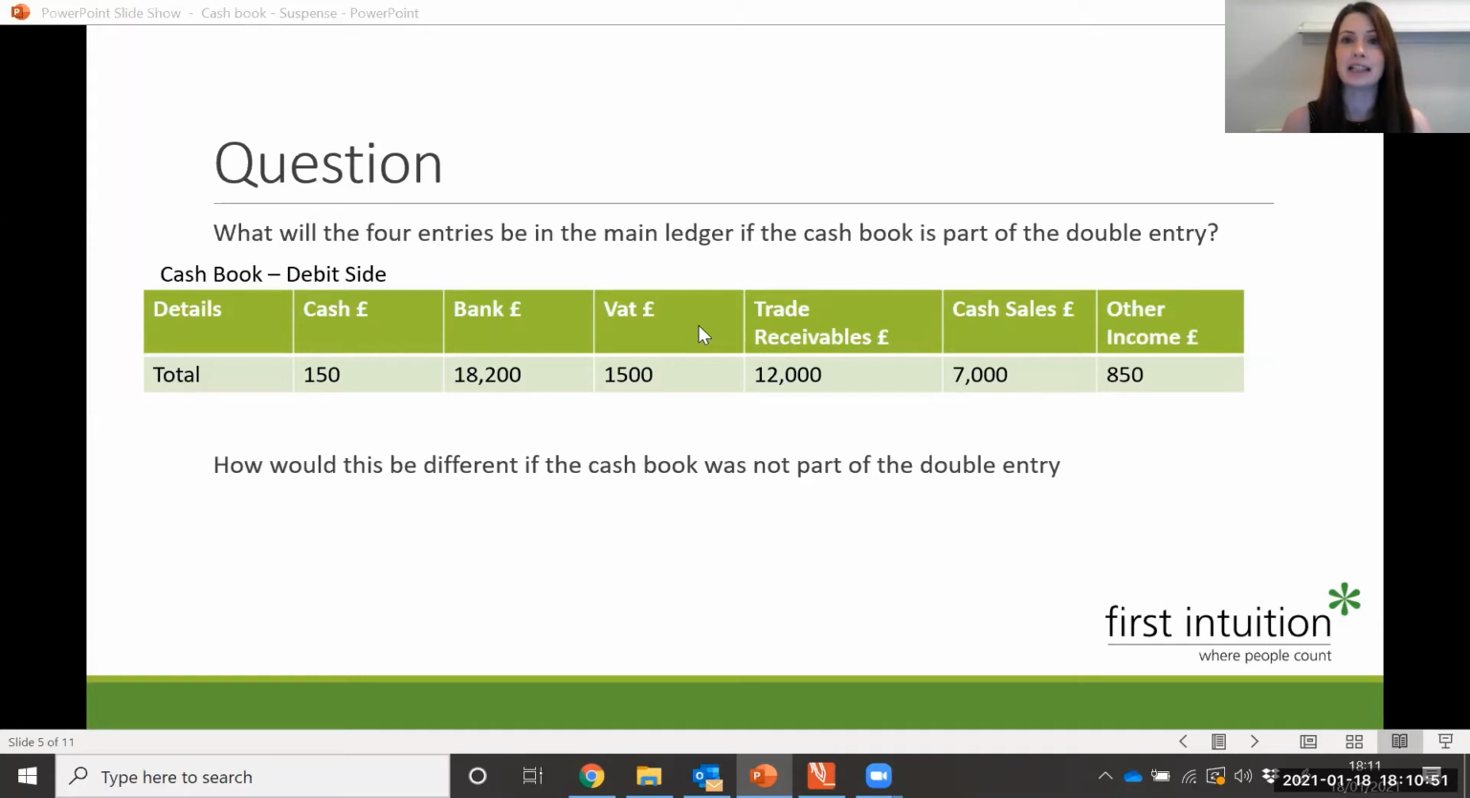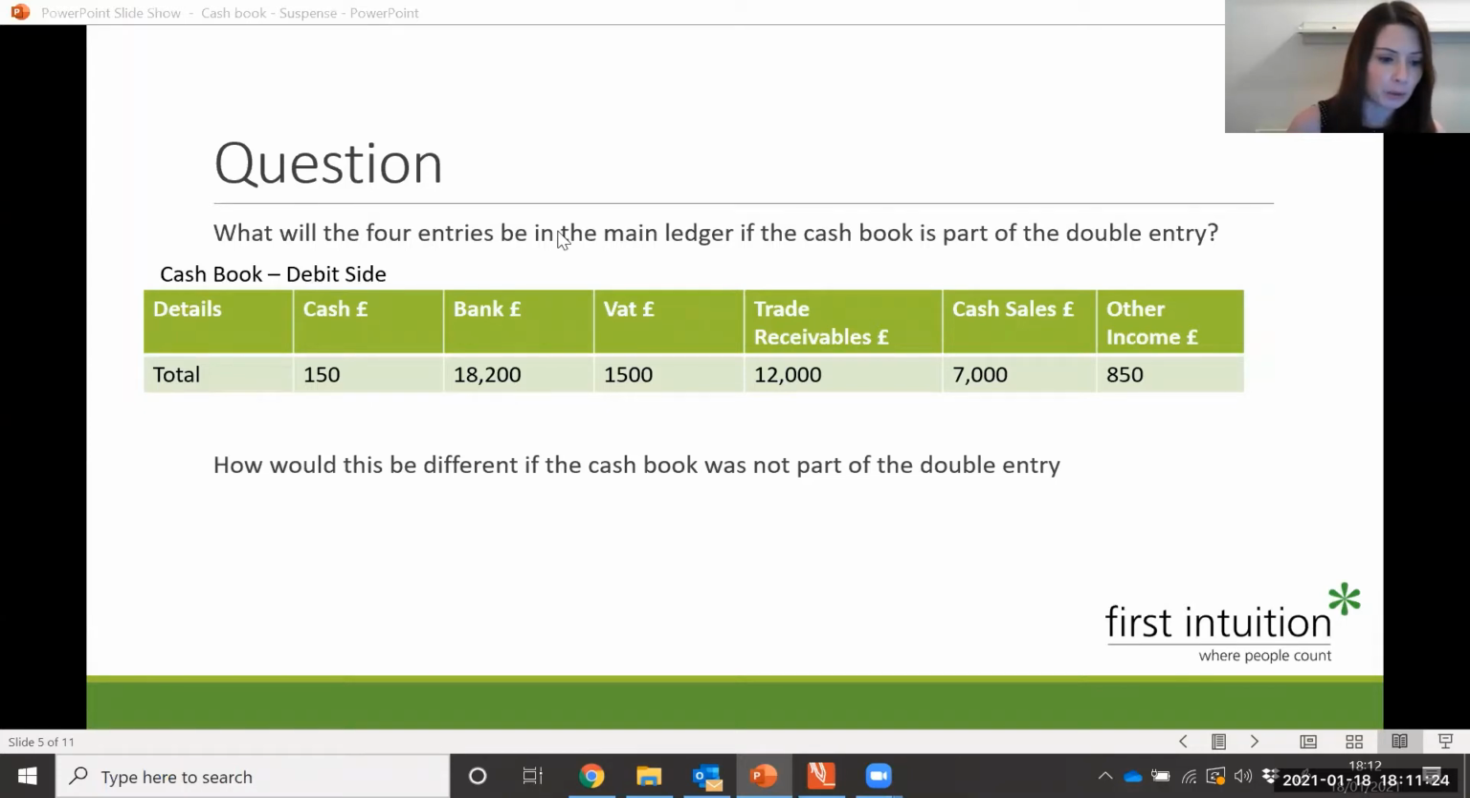Cash sales is an income, so an increase to an income falls onto the credit side of debit and credit. So again, it's a credit. Other income, again, it's money coming into the business, it's increasing, so it goes onto the credit side. But the easiest way to remember it is one part of the double entry has been done for you. We're told we've got the debit side of the cash book, so we only need to allow for the credits.